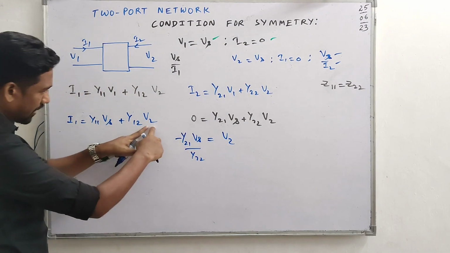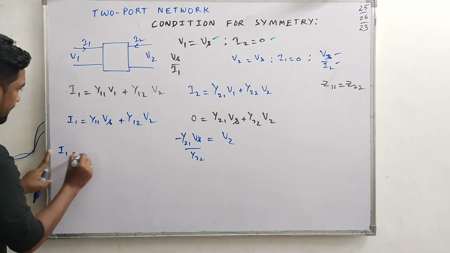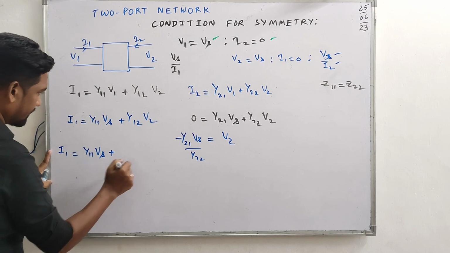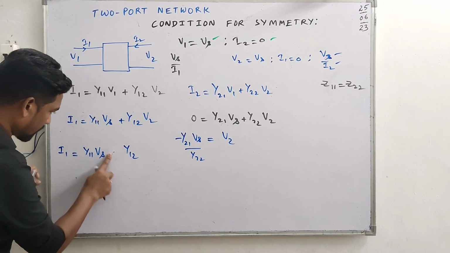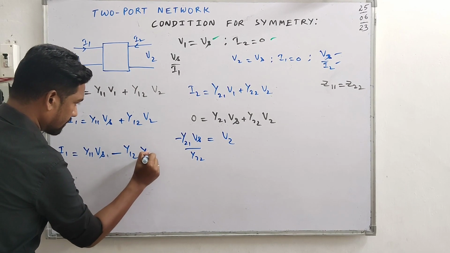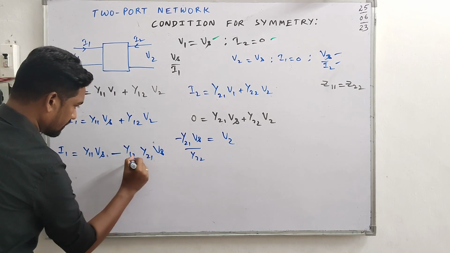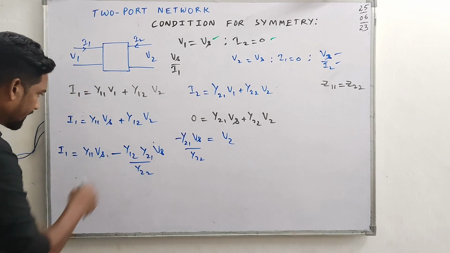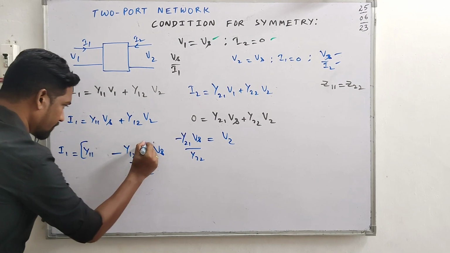Now this V2 is plugged in over here, which gives us I1, equal to y11 Vs as it is, plus y12 times V2 plugged in here. This is no more positive, a negative appears: negative y21 into Vs upon y22. Vs can be taken out as common from this one and that one, so braces come over here.